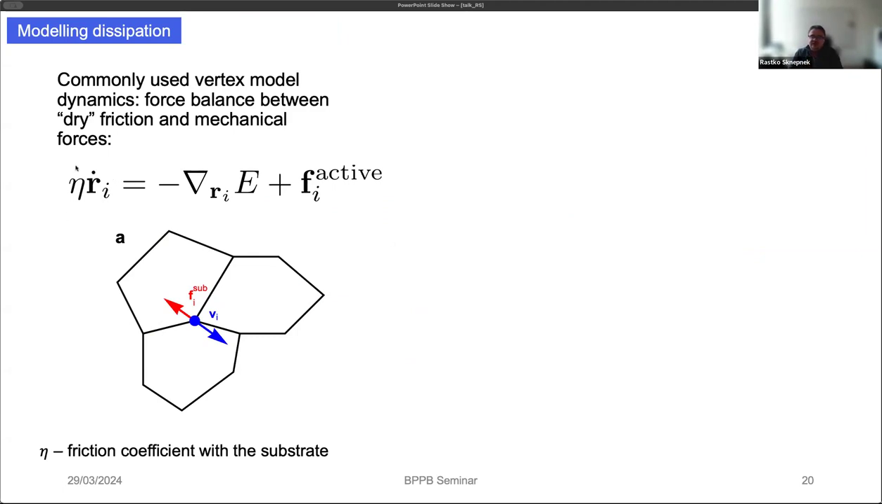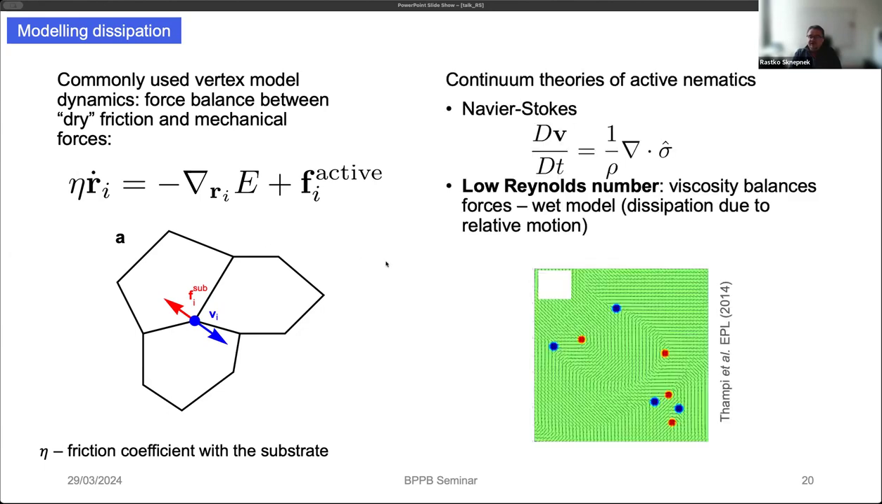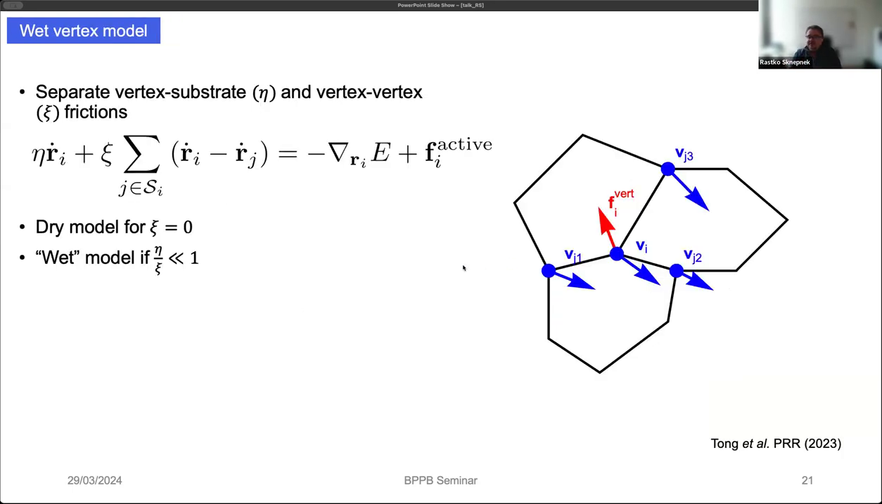So the assumption here was that there is some kind of friction proportional to the velocity of the vertex, which implicitly assumes that there is a substrate against which the vertex is moving. But these things are not supported by the vertex, so it's much more natural to be inspired by fluid dynamics and assume that viscous dissipation comes into play, and that's something which Andre and I and CG came up with. The idea was to essentially augment the left hand side of the equation.